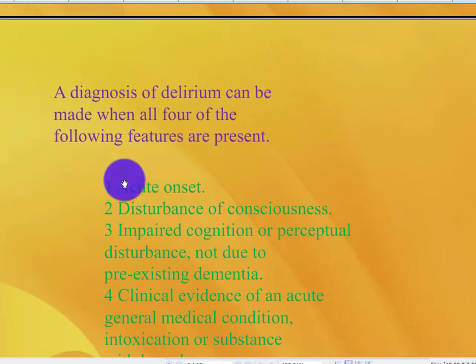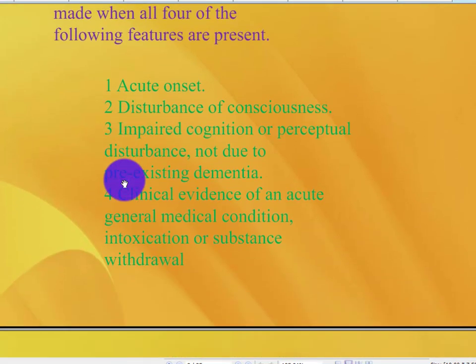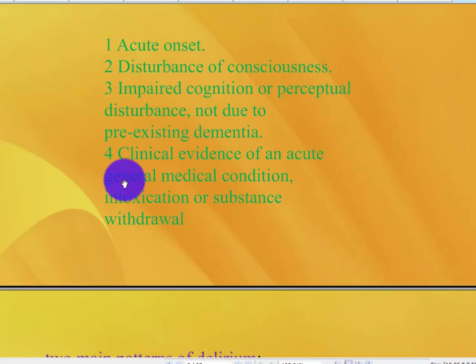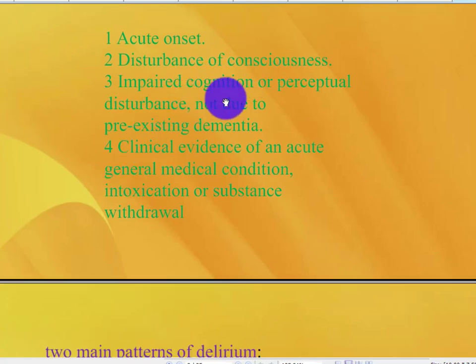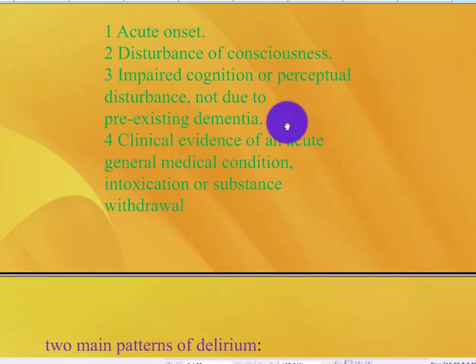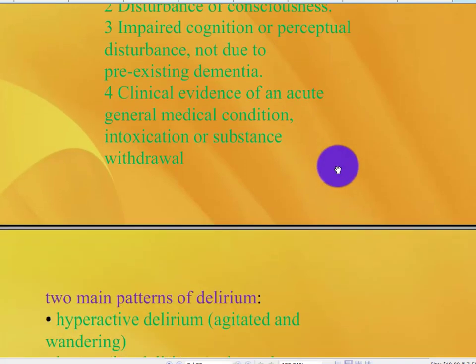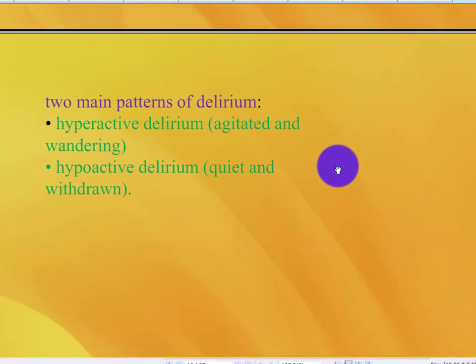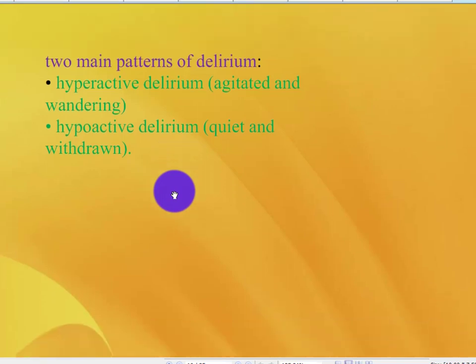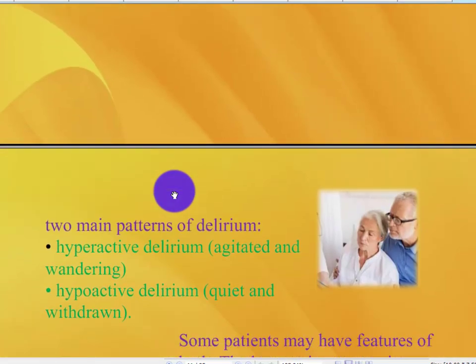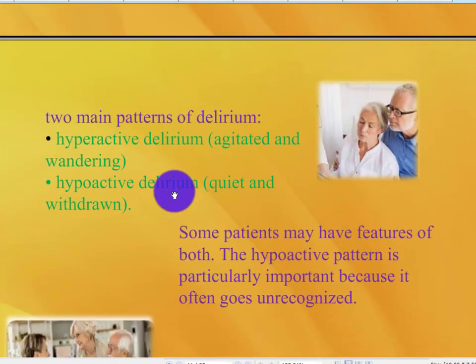Welcome. A diagnosis of delirium can be made when all four of the following features are present: acute onset, disturbance of consciousness, impaired cognition, or perceptual disturbance not due to pre-existing dementia, and clinical evidence of an acute general medical condition like intoxication or substance withdrawal. There are two main patterns of delirium: hyperactive delirium, agitated and wandering; hypoactive delirium, quiet and withdrawn; and mixed. Both of them can be found in a patient.